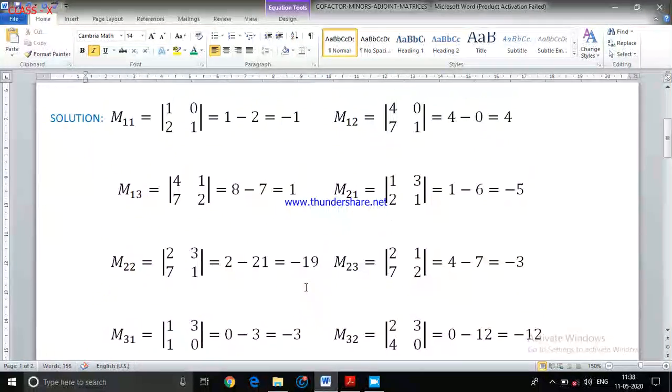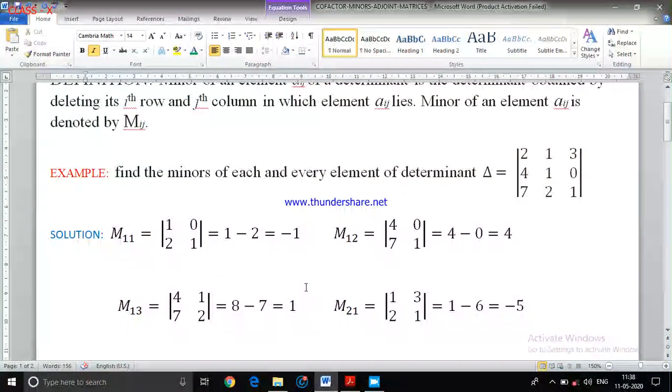So this is how you will find the minor matrix of a given matrix. Okay, instead of a delta equation, they may ask you to find the minor of each and every element of a matrix. Here I have taken a determinant between the modulus symbols. They can give the matrix also. Then I will find the minor of that matrix after converting it into a determinant.